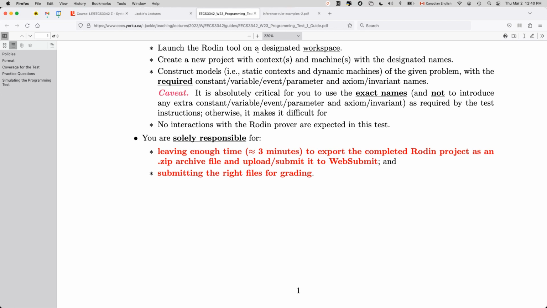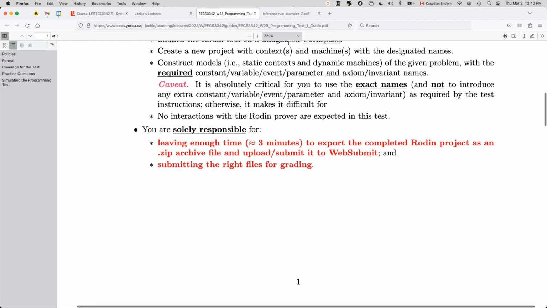You will have to follow some PDF instructions, which will tell you, okay, now create this project, create this context, create this machine. And then there will be some description of, let's say, a problem we want to solve, and we want you to create maybe this constant, and formulate this description as axiom number 1, formulate this constraint as invariant number 2, and so on. You will see the idea when you see the practice question, all right?